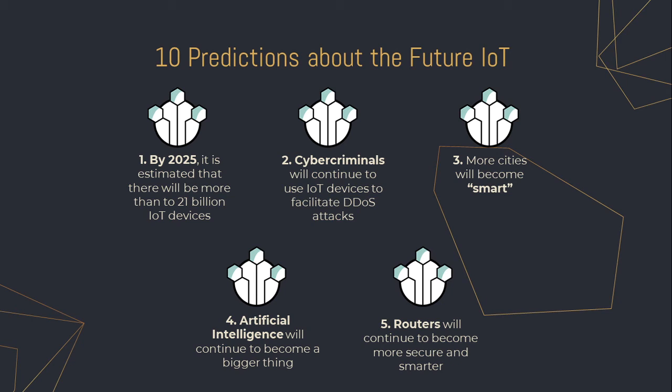Okay, and the fifth is routers. Routers will continue to become more secure and smarter. Most consumer IoT devices reside in the home and can't have security software installed on them. They can be vulnerable to attacks. Why? A lot of manufacturers work to get their IoT products to market quickly, so security may be an afterthought.